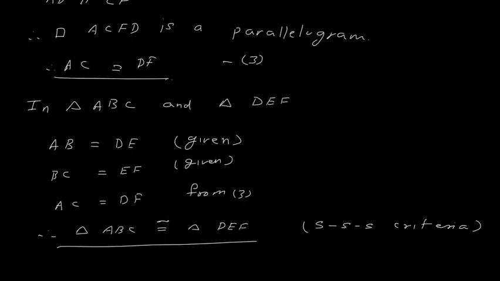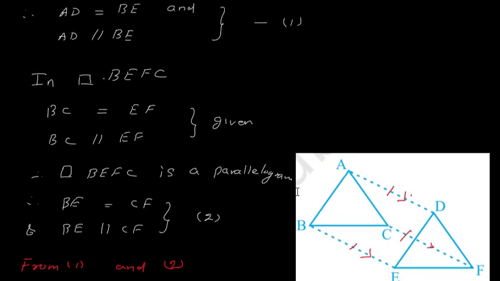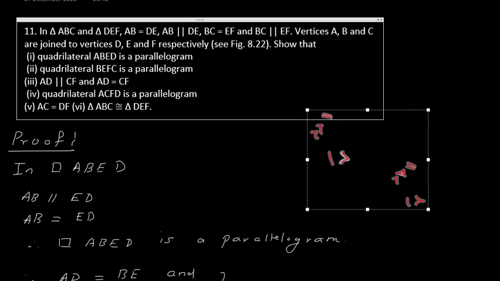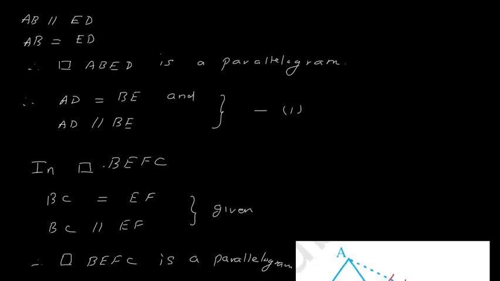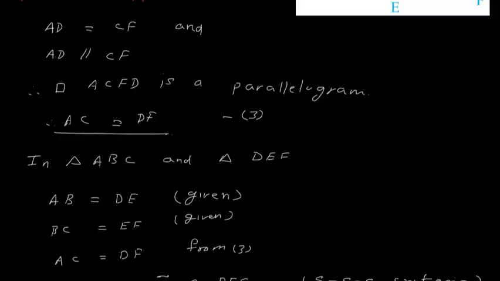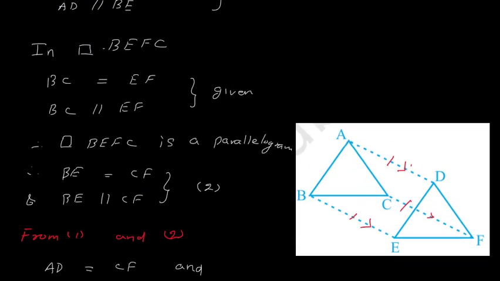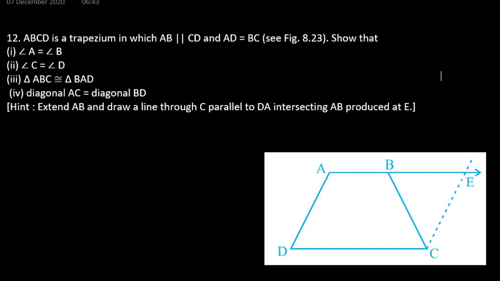So by side criteria, these two triangles are congruent. Okay, last part, we have to prove that ABC and DF, they are congruent. Right? So this is how we have proved. Now let us see the last question of this exercise.